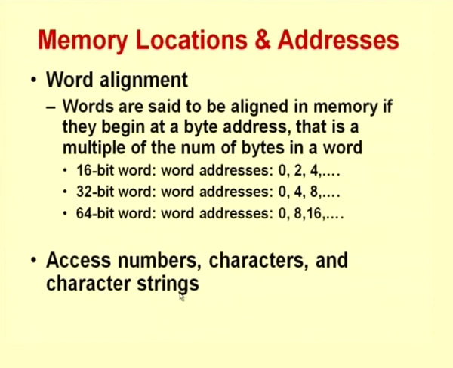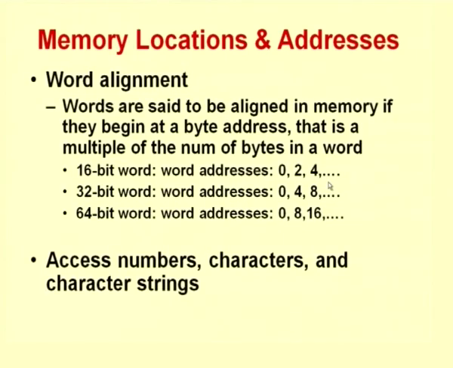That is, we say that the words are aligned in memory if they begin at a byte address that is a multiple of the number of bytes in a word. For instance, if I have a 16-bit word, the word addresses are all 0, 2, 4 and so on. So, if I am addressing a location which starts at 0, 2, 4, or a multiple of 2, then we say that this memory location, that address that we are looking at, is aligned to the way it is stored in memory.